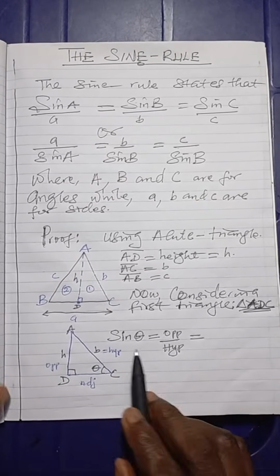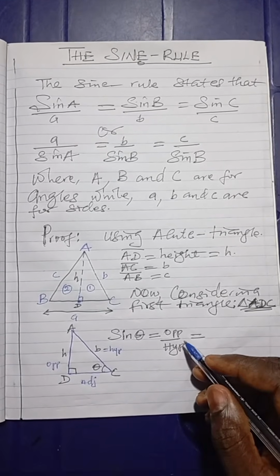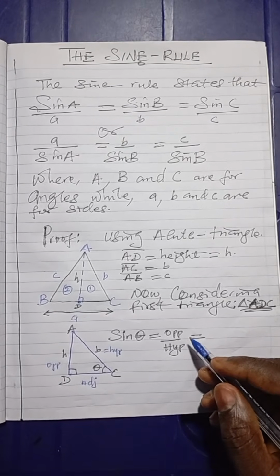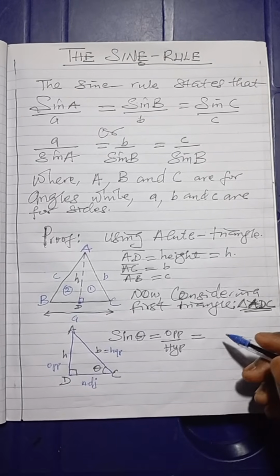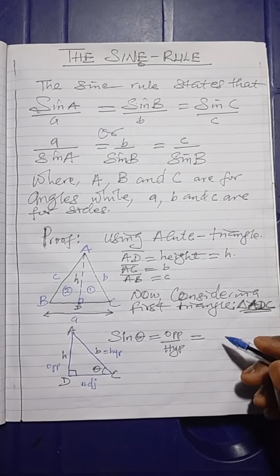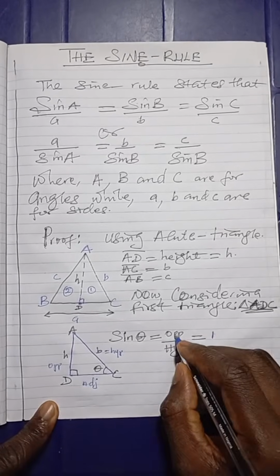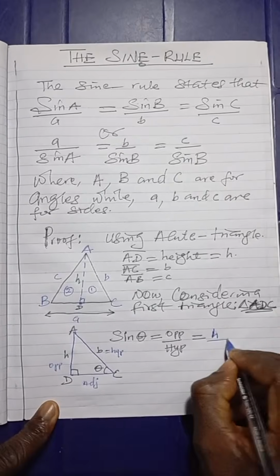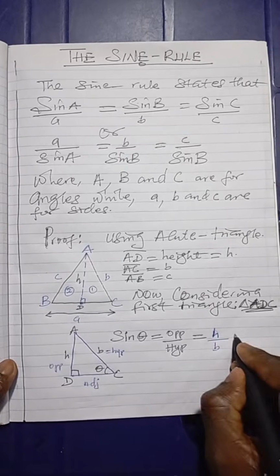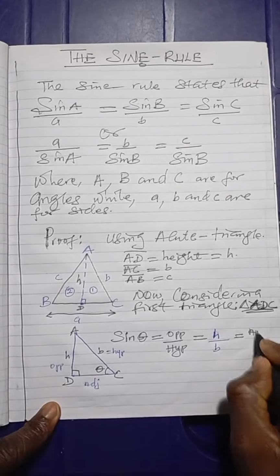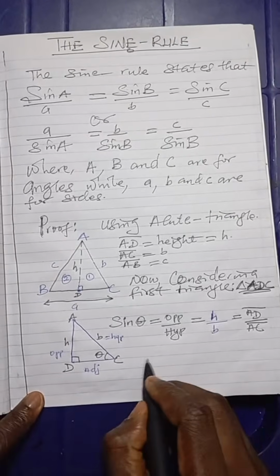So sine theta is opposite over hypotenuse. What is our opposite here? So what is the opposite? Please, this is a live class. As I'm asking you questions, I'll be happy if you can comment your answer. So let's go. Our opposite here is h. h over hypotenuse b, which is the same as AD divided by AC.